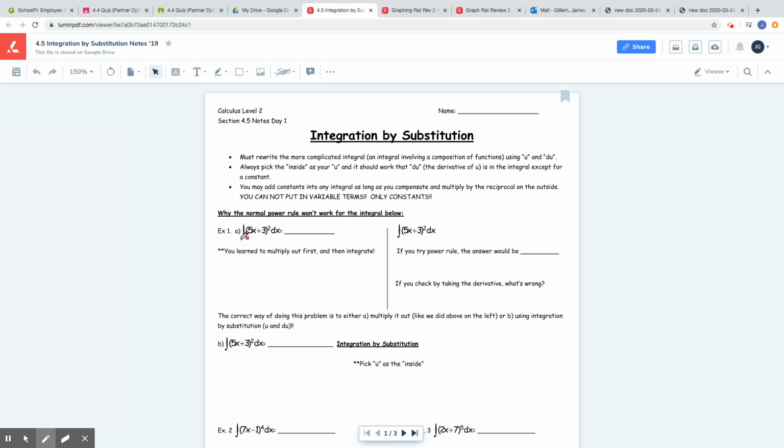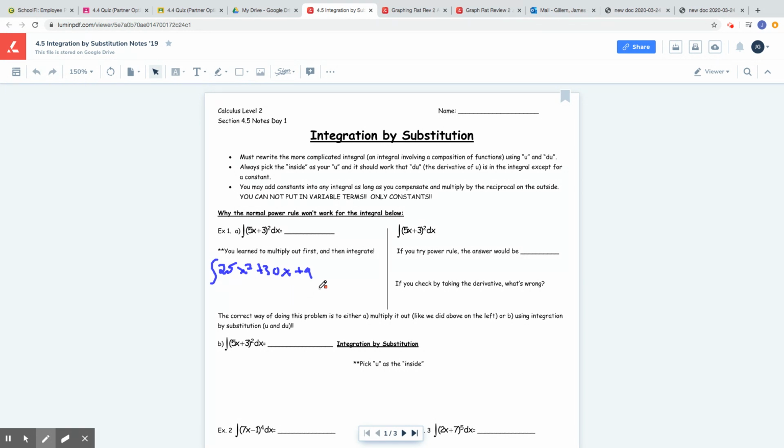If I look at this first integral, I know my integral symbol is a little messed up here from the PDF, but if we had something like this, the only way we know how to do that right now is, we can't use the power rule. We had to actually multiply all of this out. So you would have to make this like 25x squared plus 30x, and then plus 9, and then you would integrate that, which would be 25x cubed over 3 plus 30x squared over 2 plus 9x.